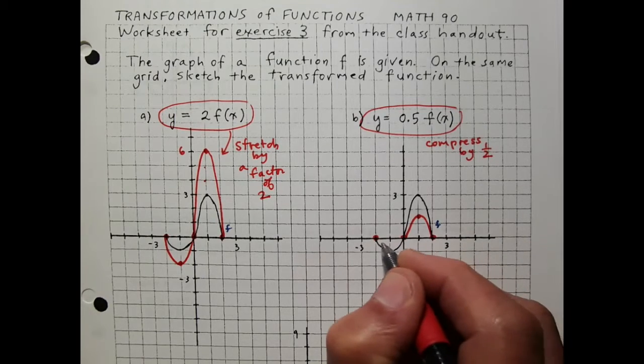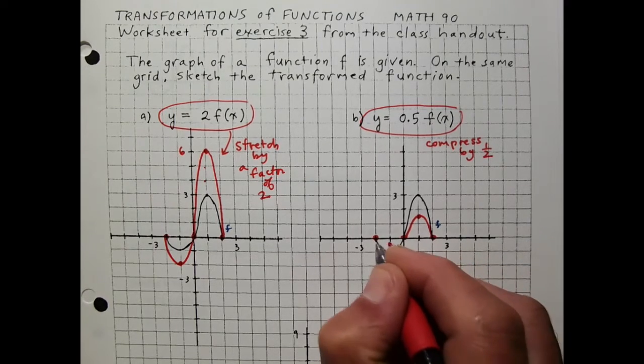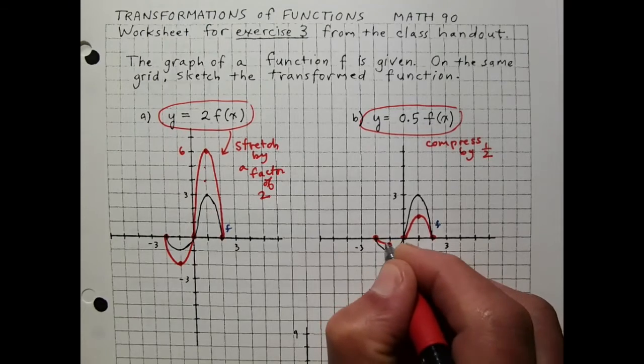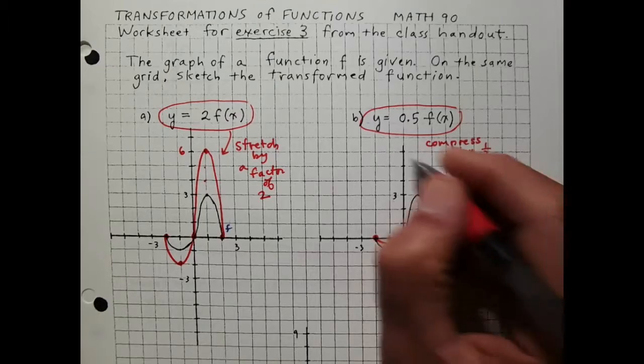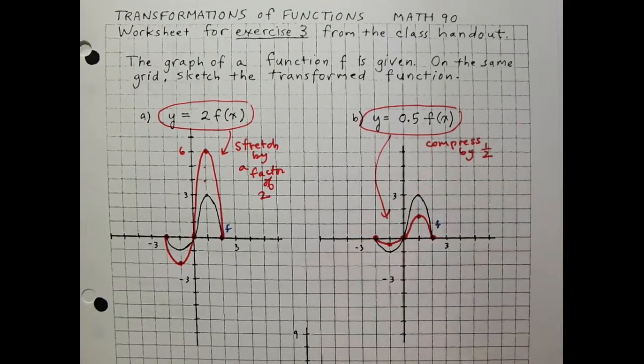The negative portion of the graph will also get compressed by a factor of 1/2. It won't stretch out further than 1/2. So there we got it. There's our red compressed graph. I teach trigonometry also, and this is a useful little idea in a trigonometry class.